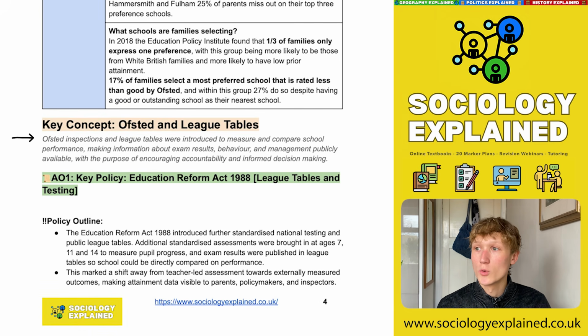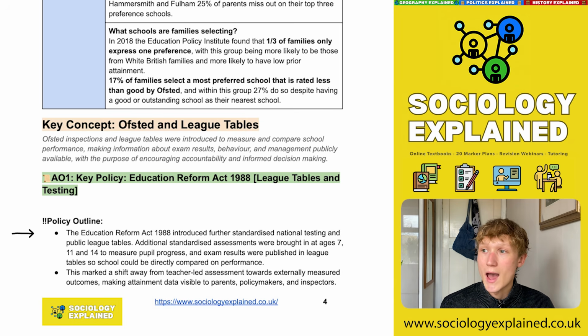They inspect your school. And league tables are a table where you can see the performance of all of the schools in an area. It includes things like exam results, behaviour and management, and it's publicly available to all people to look at. And this again was brought in by the Education Reform Act of 1988.